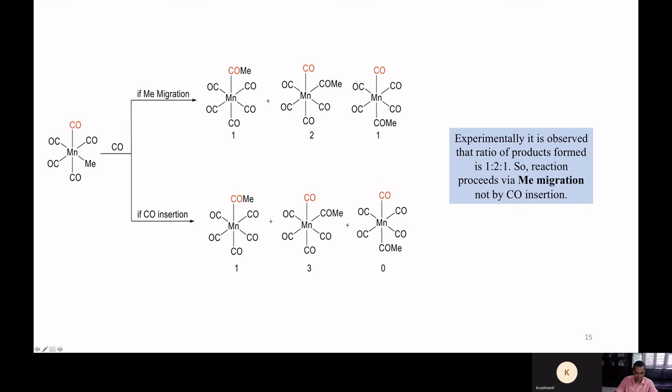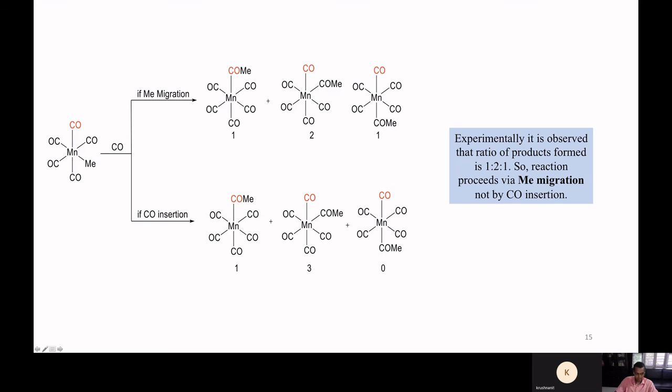Or if CO inserts, migrates means CO will be inserting, what will happen? If methyl is migrating, what will happen? If methyl is migrating, methyl can migrate where? In the ortho position, means nearby position. So this is 60 degree or 90 degree, right? 90 degree. So methyl can go in there, methyl can go in there, methyl can go in there.